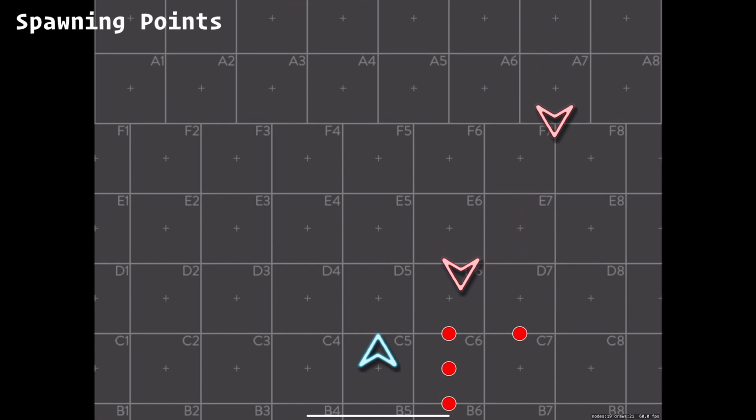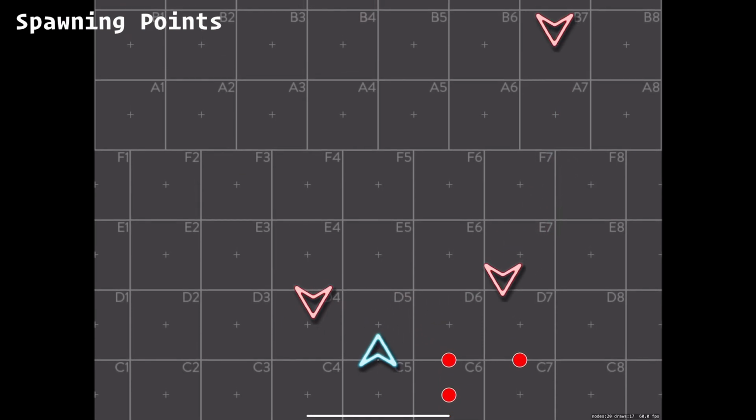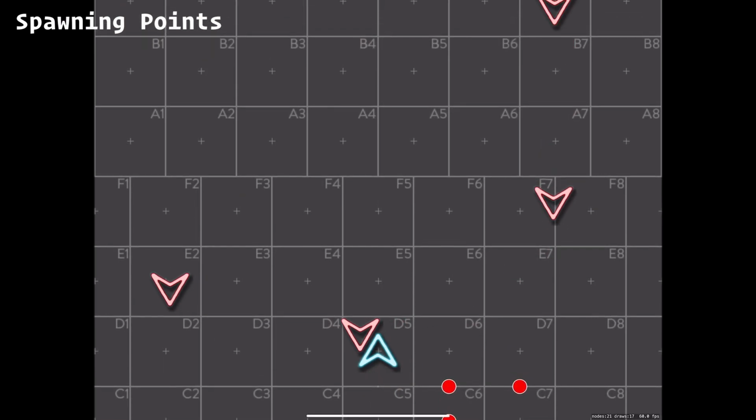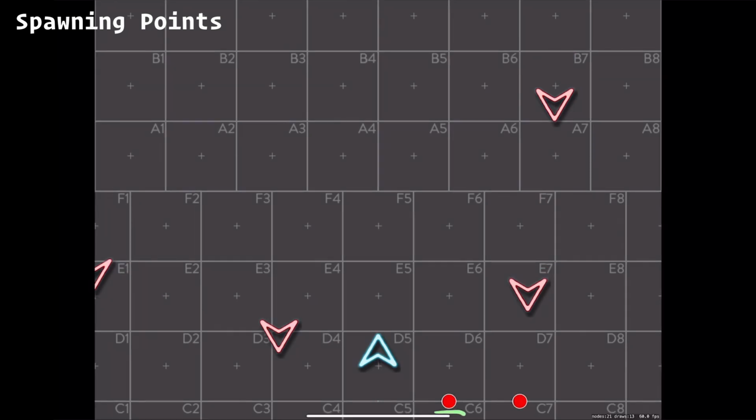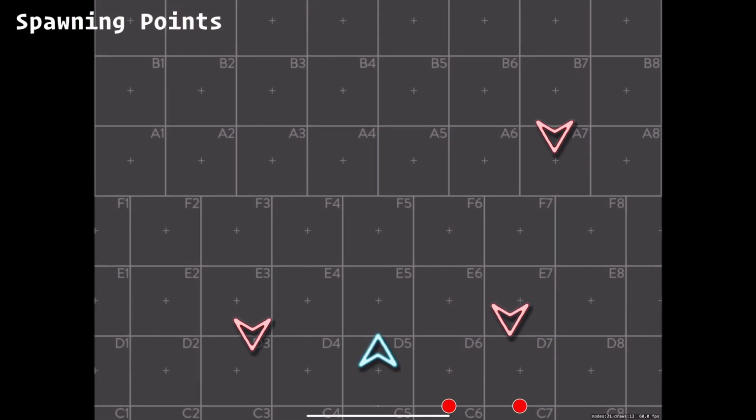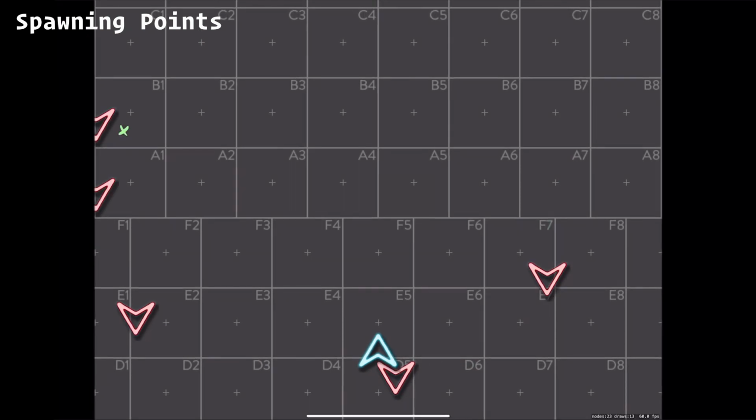So I have a few test spawning points here that keep spawning enemies as the camera moves. And the last two spawning points are put on the same frame to ensure that we can trigger multiple enemies at the same time. So we'll have two enemies coming in from the side here at that exact same time.